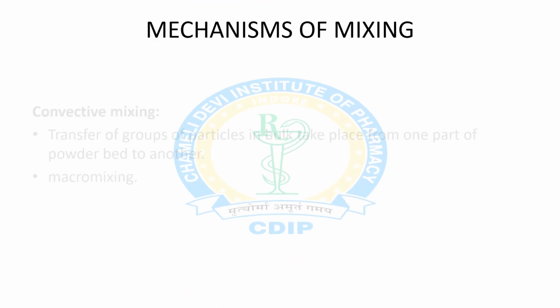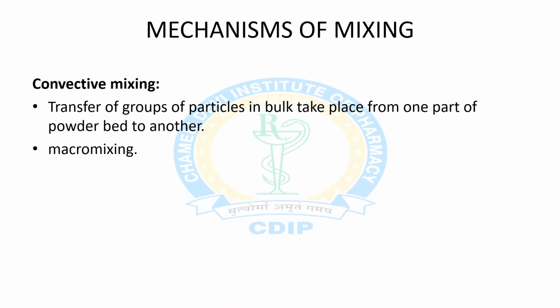Now the next topic is the mechanism of mixing. So there are three mechanisms. First is the convective mixing. It includes the transfer of groups of particles in bulk from one part of the powder bed to another. So in convective mixing, transfer of particles takes place in bulk form from one part of the powder bed to another. And this type of mixing is also known as macro mixing.